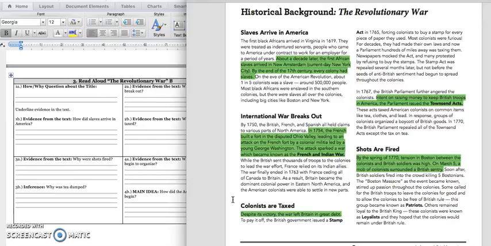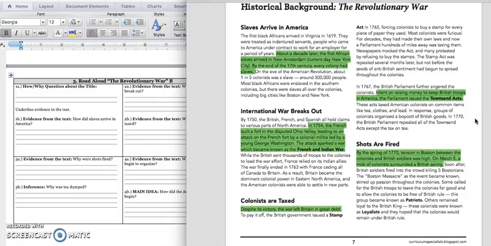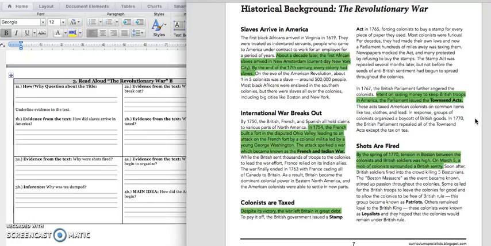The Stamp Act was repealed several months later, but not before the seeds of anti-British sentiment had begun to spread throughout the colonies. In 1767, the British Parliament further angered the colonists. Intent on raising money to keep British troops in America, the Parliament issued the Townshend Acts. These acts taxed American colonists on common items like tea, clothes, and lead. In response, groups of colonists organized a boycott of British goods. In 1770, the British Parliament repealed all the Townshend Acts except the tax on tea.